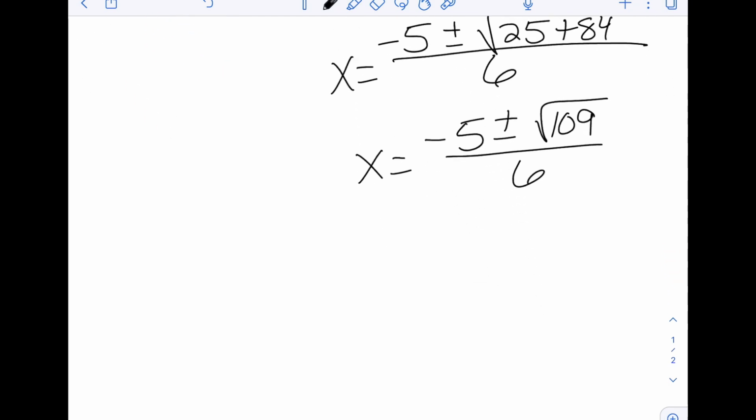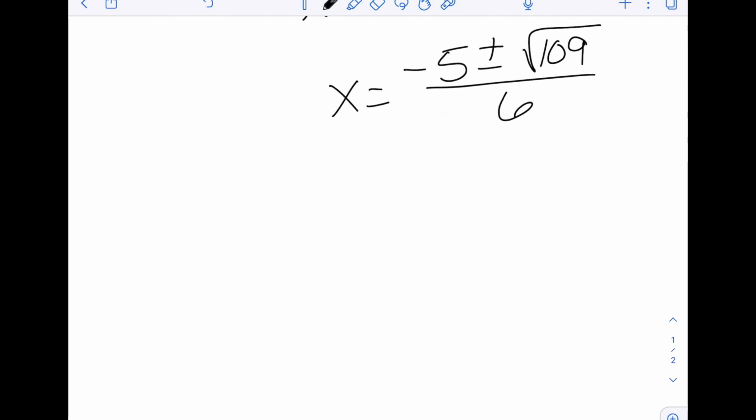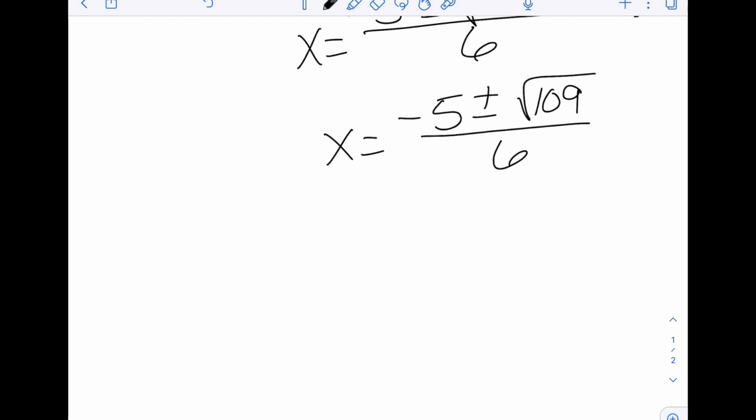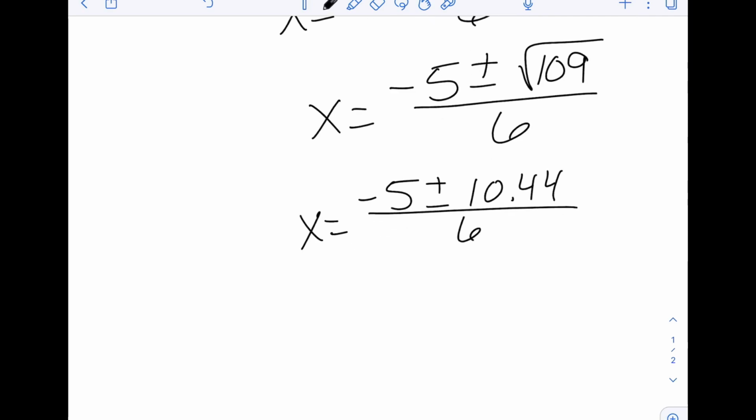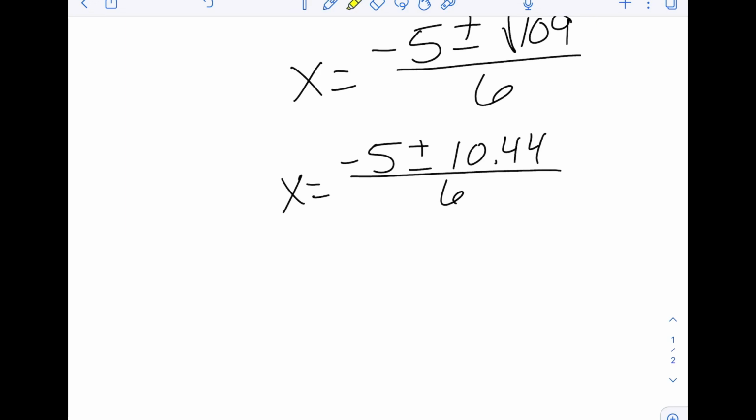Pay attention to your instructions. If they want you to reduce down, or to round your decimals to the hundredths place or the tenths place. In this case, I'm going to round to the hundredths place. So the square root of 109 gives me 10.44 when I round it to the hundredths place. At this point, I'm ready to divide this out into 2 answers. That's what we're going to do with the plus or minus.